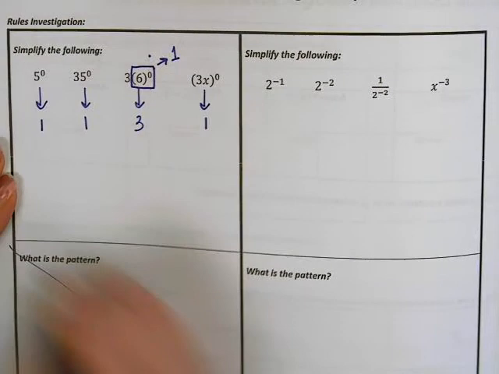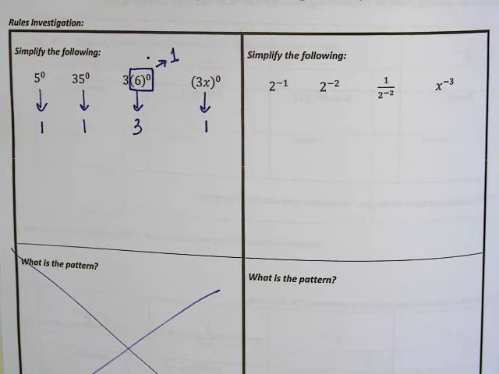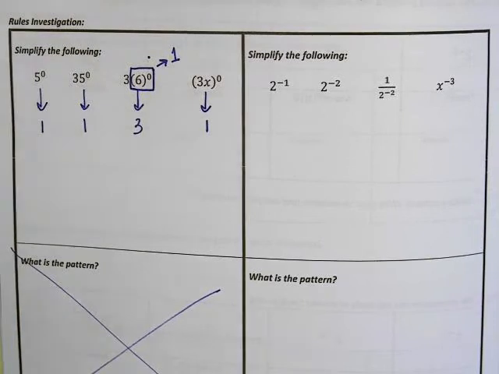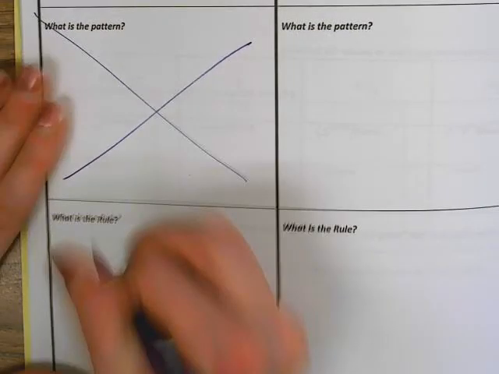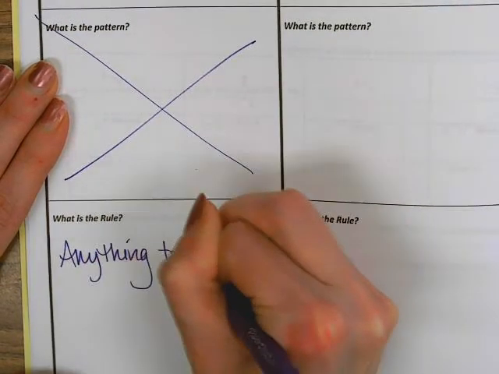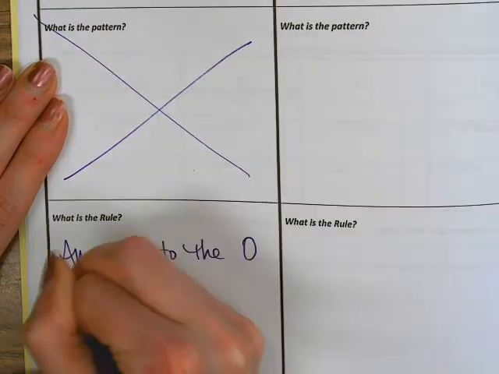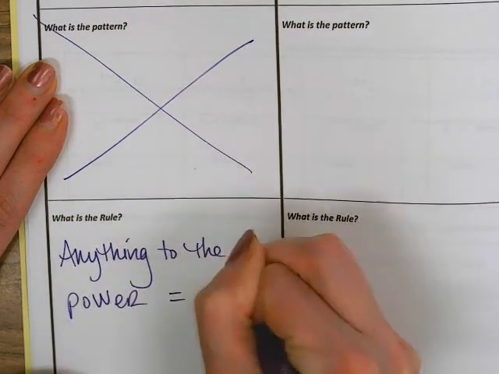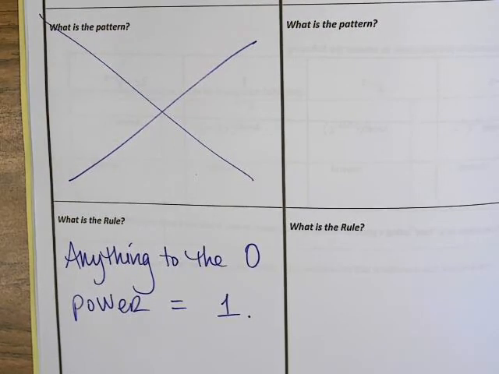Okay, so I'm not even going to do a pattern on this one. I'm just going to go straight to the rule that anything to the 0 power is 1. All right? Anything to the 0 power equals 1. Okay, pretty easy rule to remember.